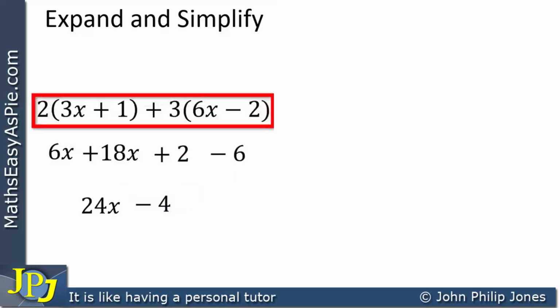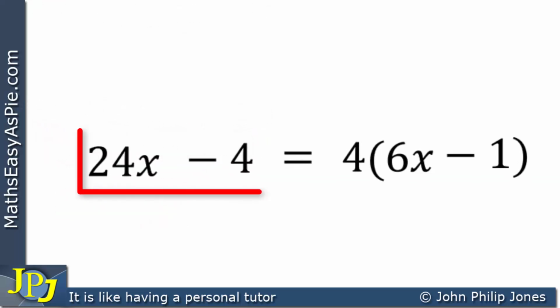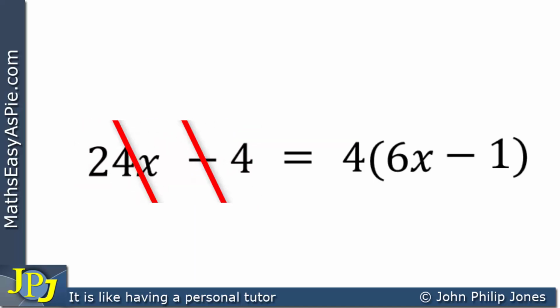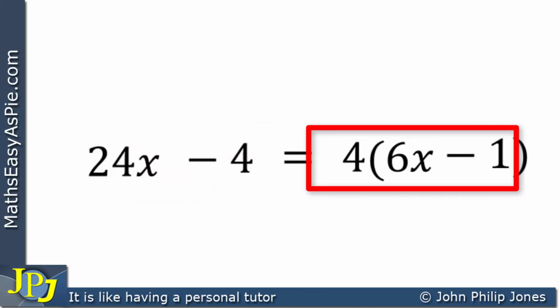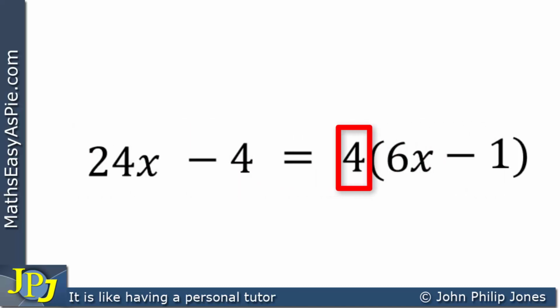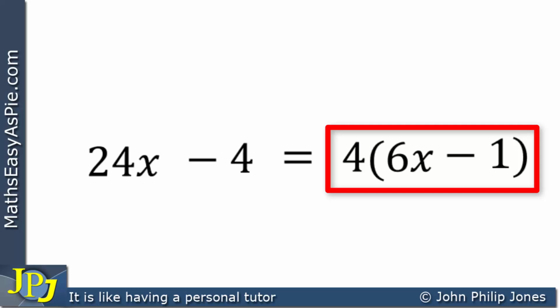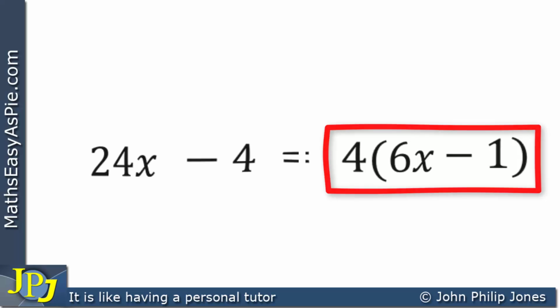So we can see that this expands and simplifies to this. I could take this to a further step for simplification, and that would involve factorization, which I'm not covering in this video. But it is acceptable to see that this can be rewritten as shown here, because this 4 times the 6x will give you 24x, and the 4 times the -1 will give you -4. So this is an acceptable additional step, but it does involve factorization, which I'll be covering later.